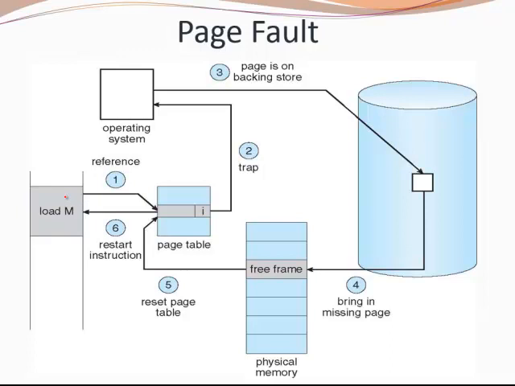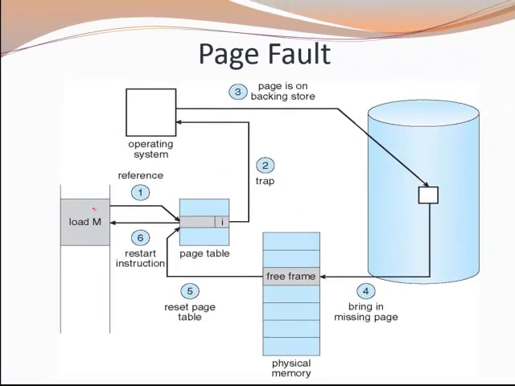What is the page fault? According to the operating system, when it generates the logical address in order to get the page from physical memory, and the page is not available in physical memory, it is called a page fault. And when the page fault occurs, the operating system will transfer the desired page from the secondary storage to primary storage and resume the operation.